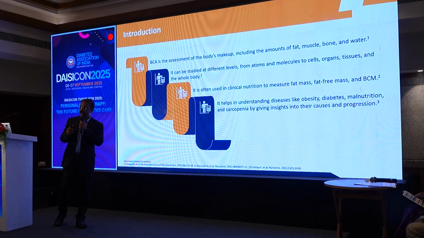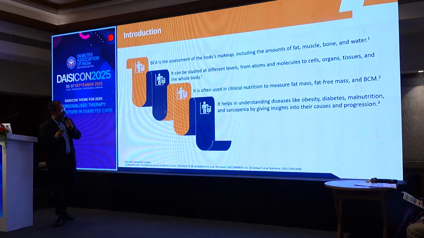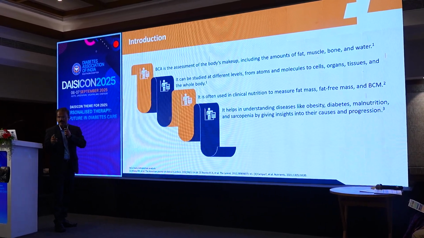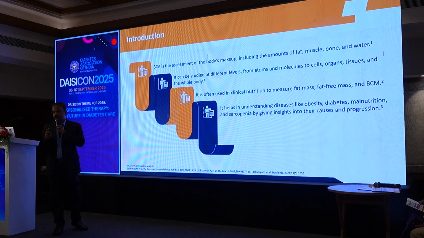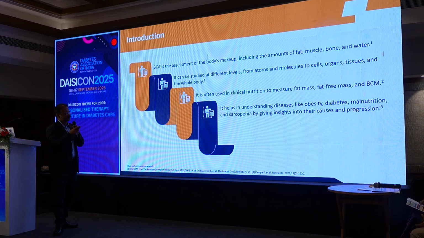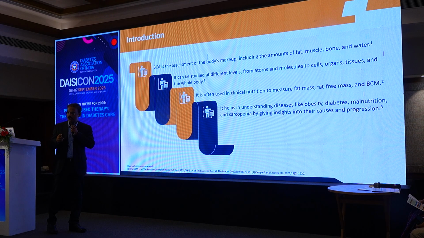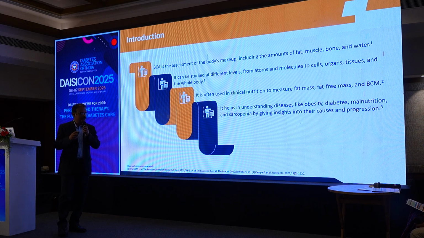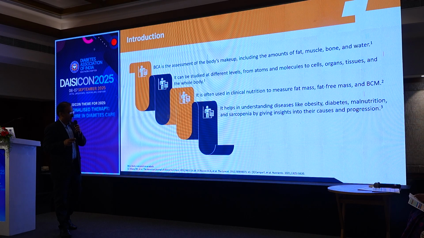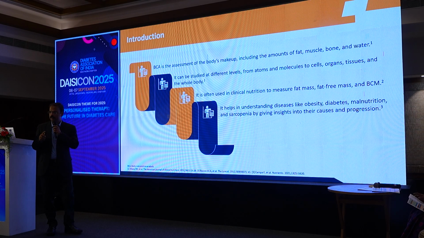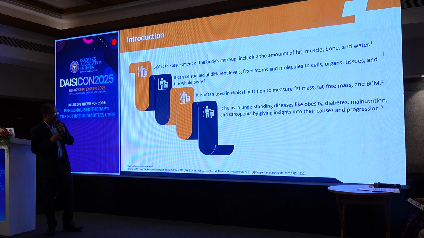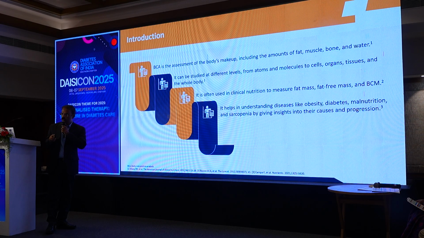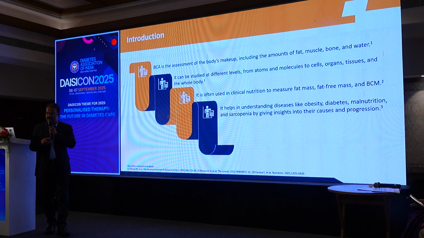It is described as the composition of the amount of fat, muscle, bone, and water present in the body. It can be studied at different levels, from the atom and molecule level to the tissue, organ, and whole body. In clinical nutrition, it is mainly helpful to measure fat mass, fat-free mass, and body composition mass. It helps in understanding various conditions like obesity, diabetes, malnutrition, and sarcopenia, by giving insight into the causes and progression of disease.